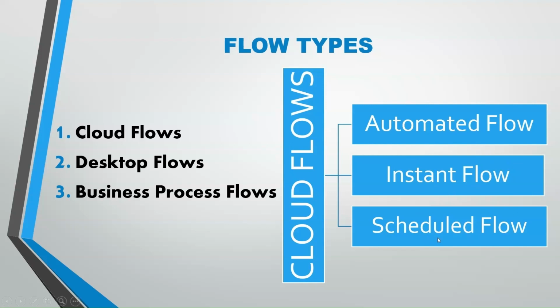So the third one is scheduled flows. Scheduled flows are triggered at specific times and intervals, either daily, weekly, monthly, or on an hourly basis. Let us take one example. Suppose you need to send a daily summary report to your manager, or you need to send some status report information to your manager on a daily basis or weekly basis. In these cases we will use scheduled flows.